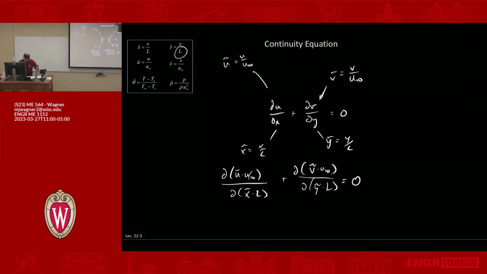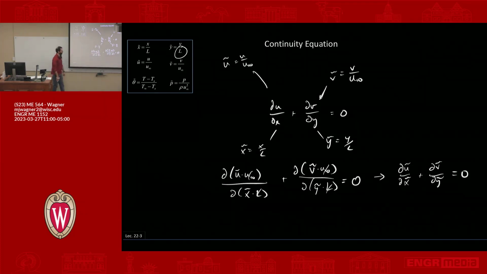Right? The u infinities over L go away. And then you're just left with this normalized equation, which is partial of u over partial of x plus partial of v over partial of y is equal to 0, right? So it's kind of a simple thing, but we went through the process and we see the resulting equation.